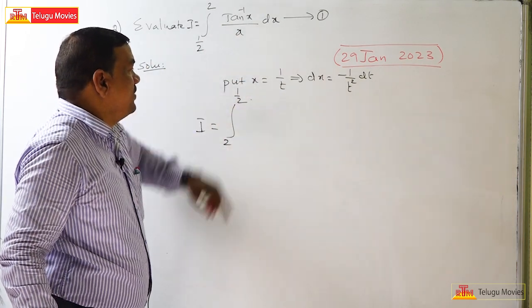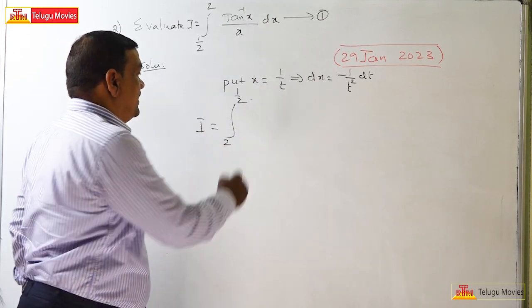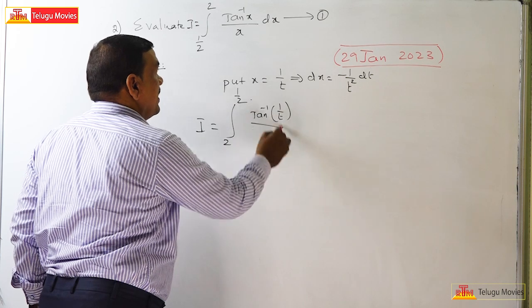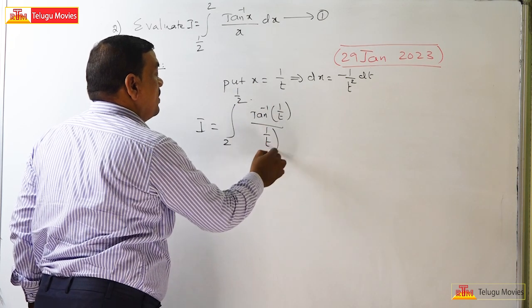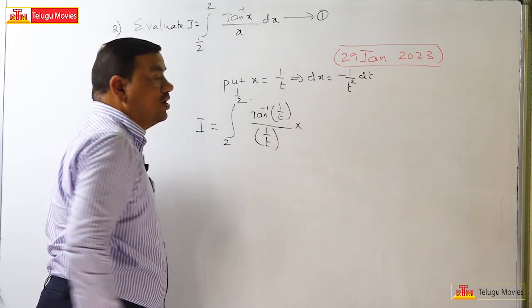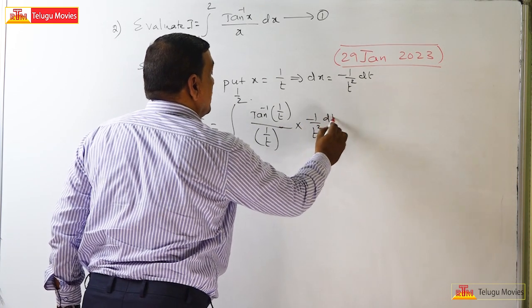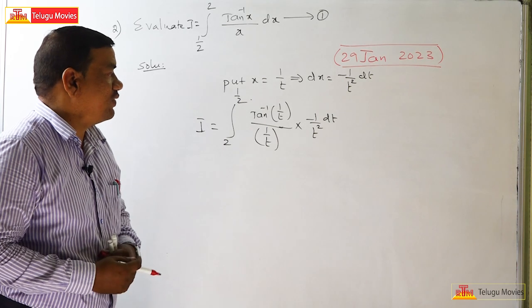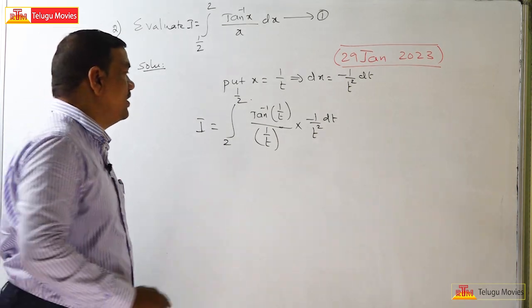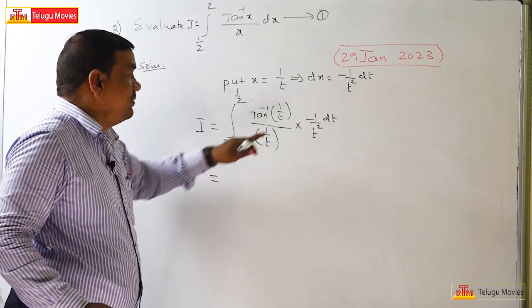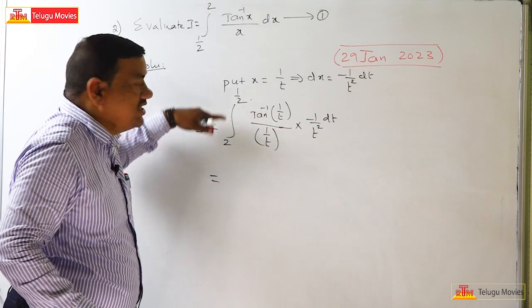Tan inverse of x is equal to tan inverse of 1 by t, and the dx value is equal to minus 1 by t square dt. See here, minus is there, no? So because of the minus, better you change these limits.